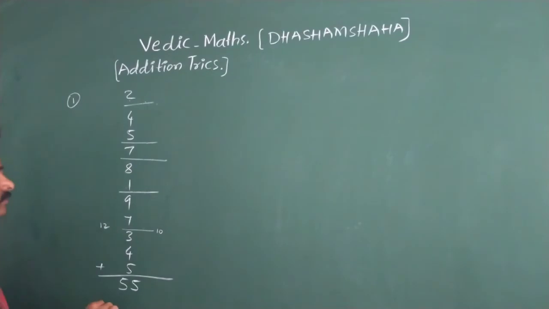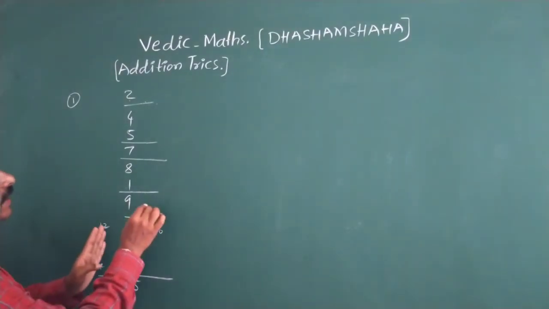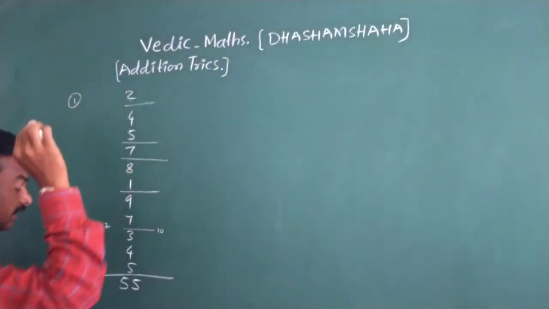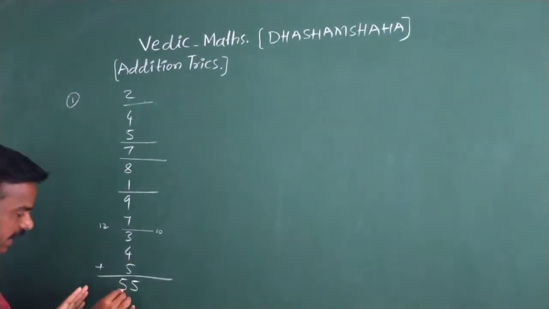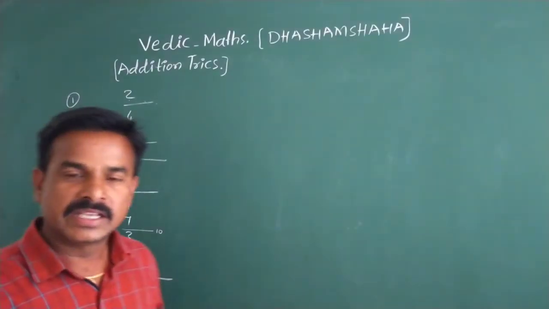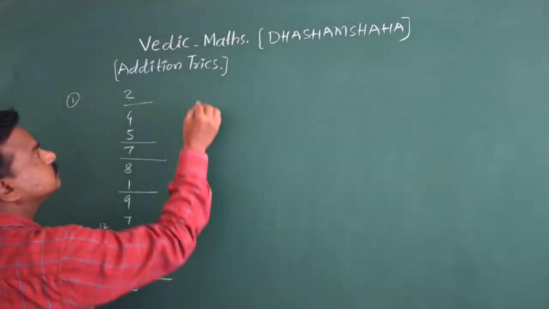And then we have to count how many tens we dropped. 1, 2, 3, 4, 5. That 5 tens we should write in the tens place. That is 5. Okay, let us take one more example.